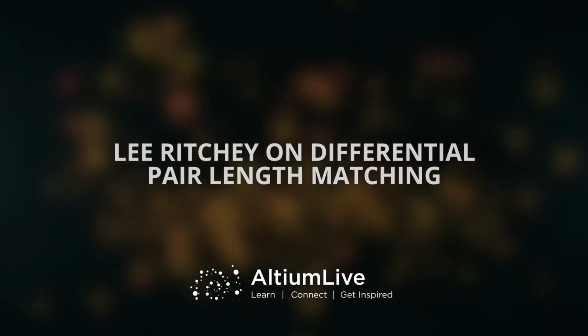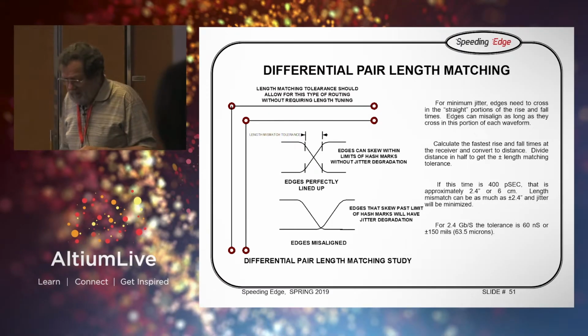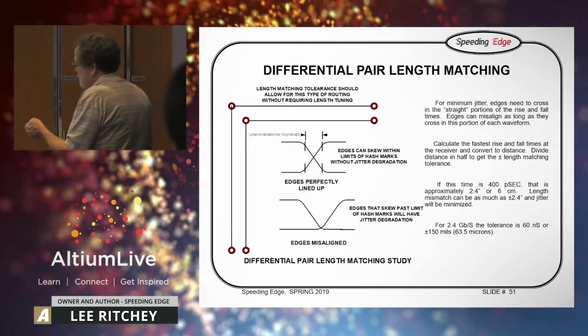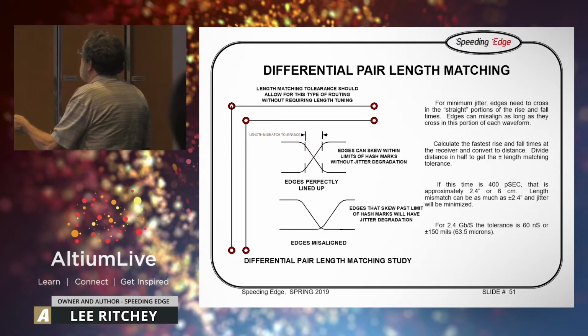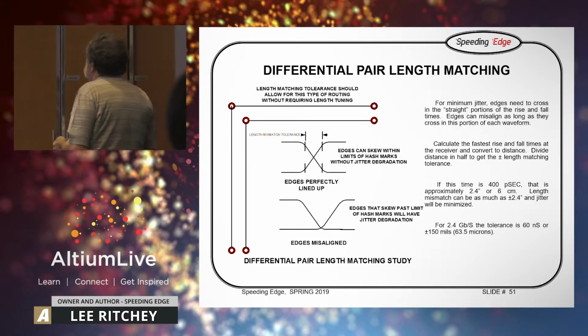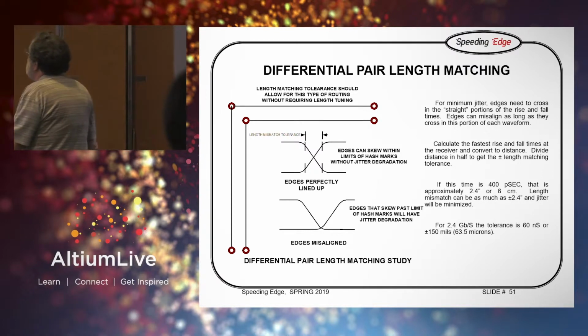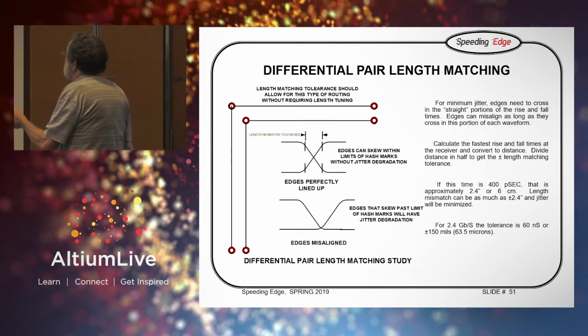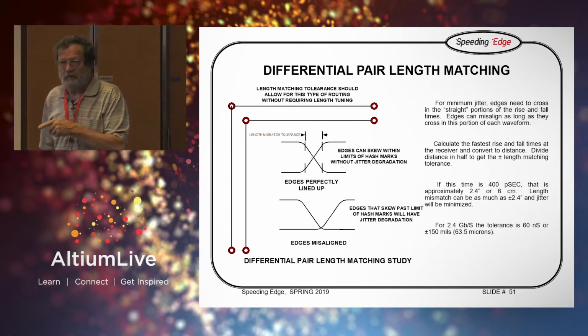So let's talk about length matching. I'd like to be able to route like this without having to do any add length on the shorter one of the two, just to make it easier. So what I'm going to do is make sure the two signals cross in what I call the straight parts of the waveform.